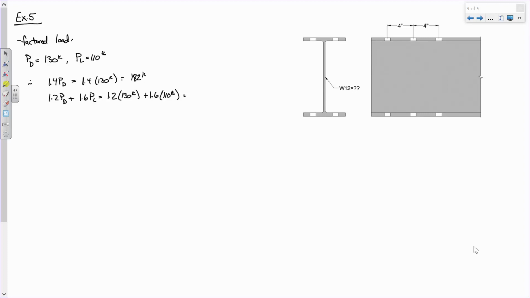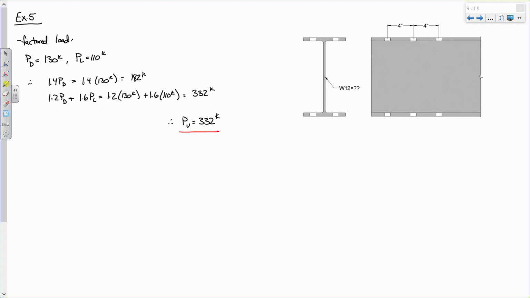332. So if you're designing, which one would you use? The 332. So our factored load is 332 kips. Now, I want to be clear. That does not mean that the tension member is actually seeing 332 kips. Really what you're saying is it has 130 kips in dead load and 110 kips in live load. So really it's probably experiencing 240 kips.